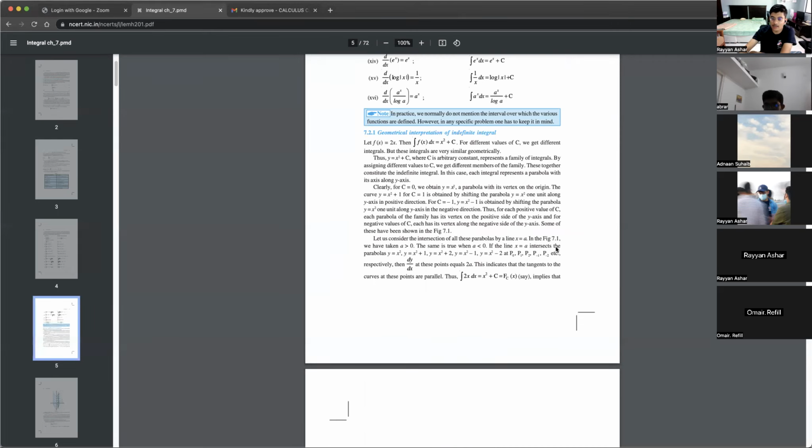If the line x equal to a intersects the parabolas y is equal to x squared, y is equal to x squared plus 1, and so on, at P0, P1, P2, etc. respectively, then dy by dx at these points is equal to 2a. Now, why? Can you tell me why exactly that is? Can anyone tell me that? Why will we get 2a, the derivative of these functions?